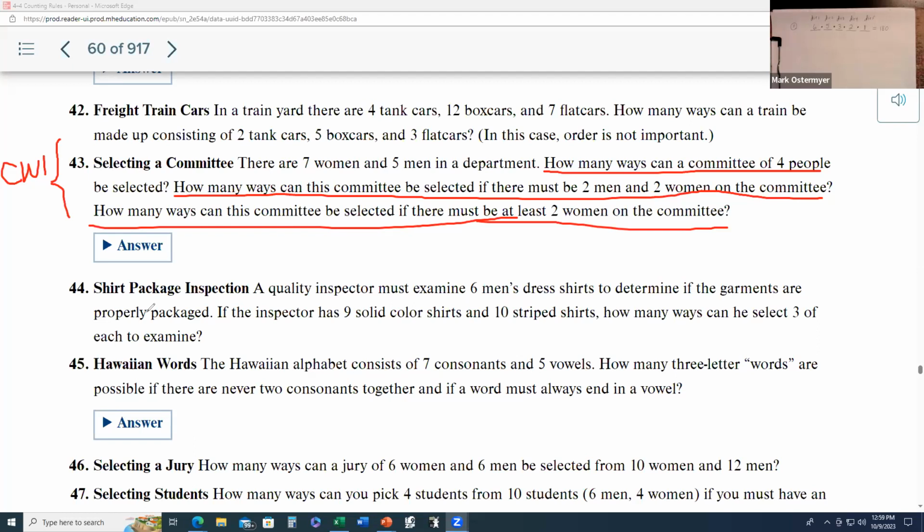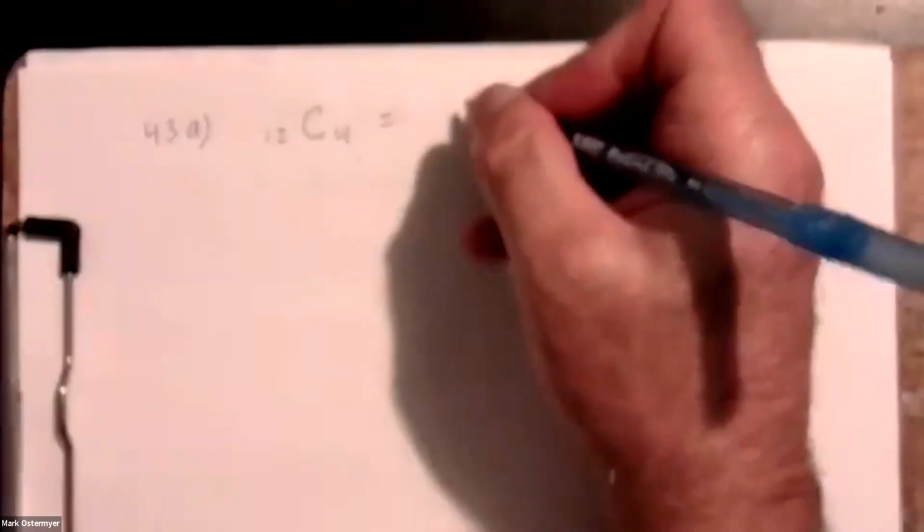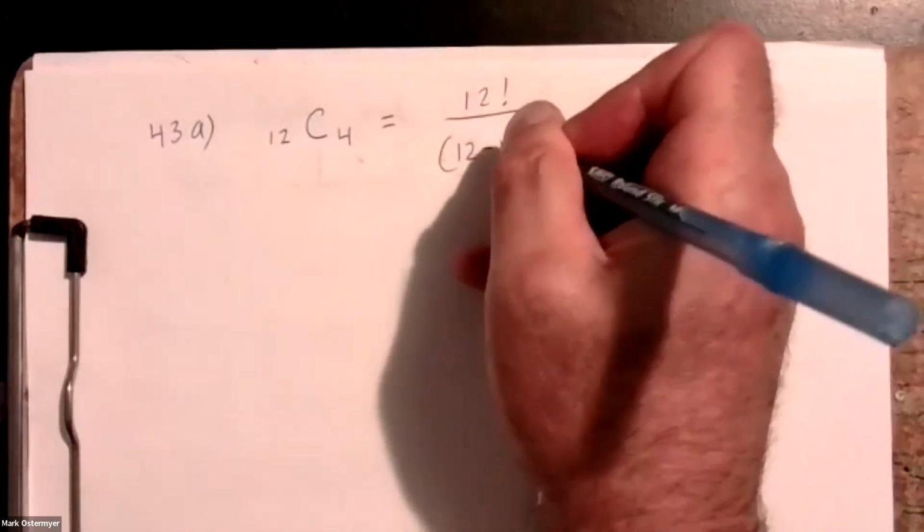So how many people do we have to select from in total? There are 12 people, and we're trying to put together a committee of 4 people, where order does not matter. So for 43, we'll call this problem A, where order does not matter. We have 12 people to select from, and we're trying to put together a committee of size 4. So this is just going to be a combination. If you want to use your factorial notation or the strict formula, it would be this here.